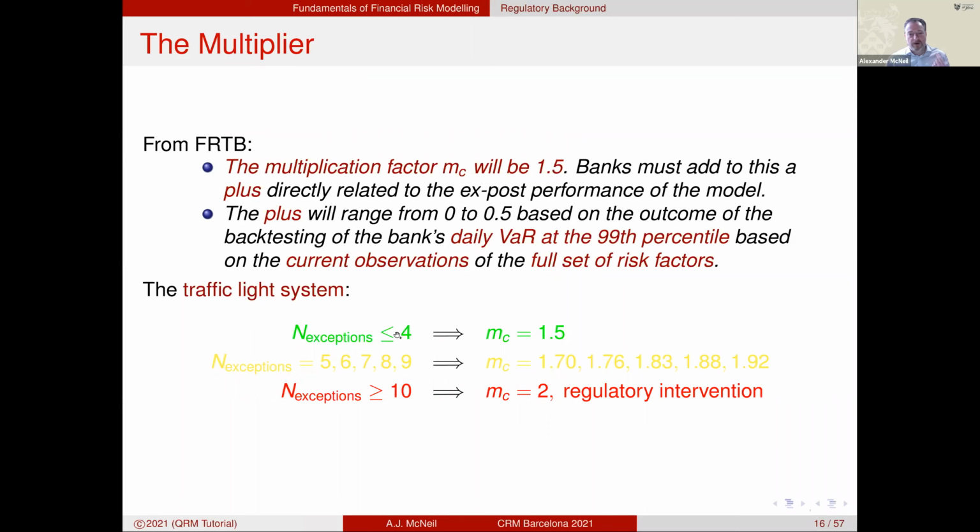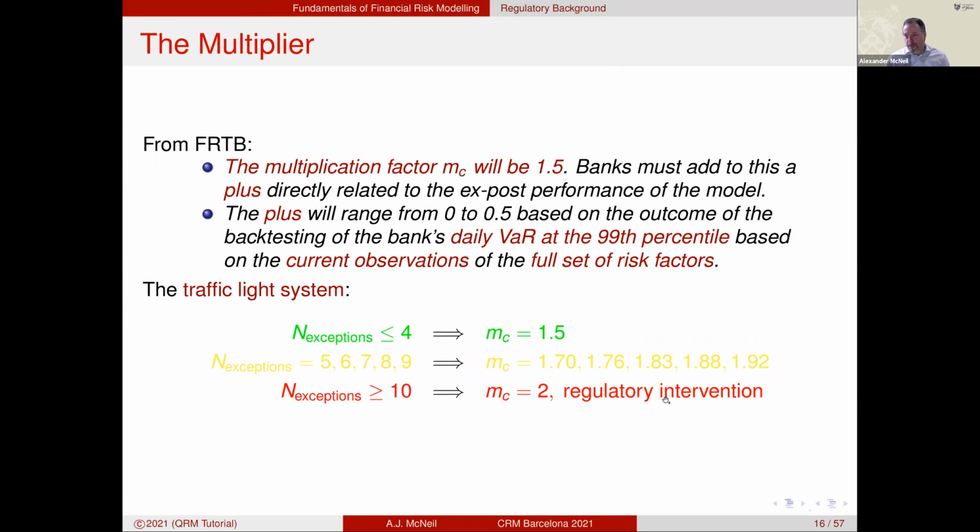So if you have no more than 4 VaR exceptions, and when we do the practical, you will see VaR exceptions. So that concept will become clearer if it's not already something you know about. But if you have no more than 4 VaR exceptions, the multiplier is at the lowest level. It's 1.5. But if you have more than 4, then the multiplier begins to ratchet up. So if you have 5, it's 1.7. If you have 9 exceptions, it's 1.9. And if you have greater or equal to 10 exceptions, then the multiplier assumes its highest level of 2.